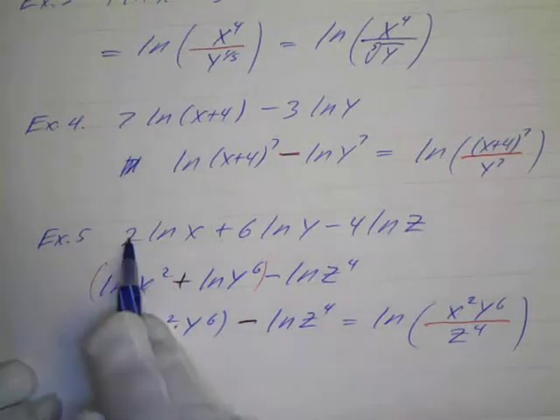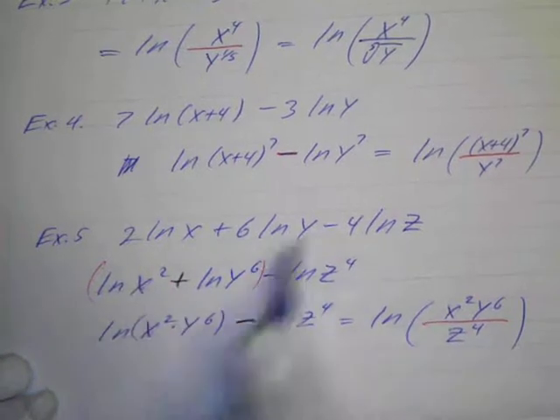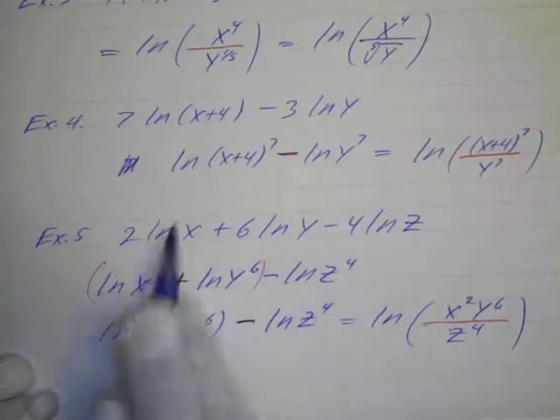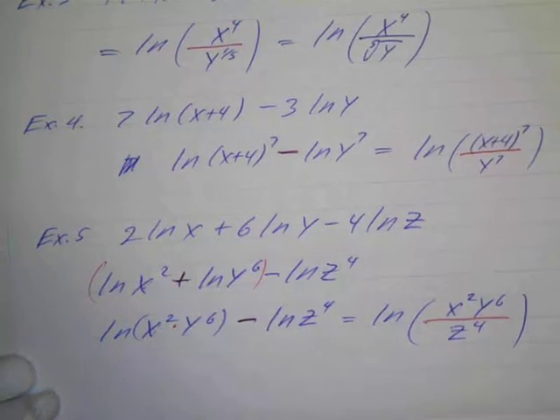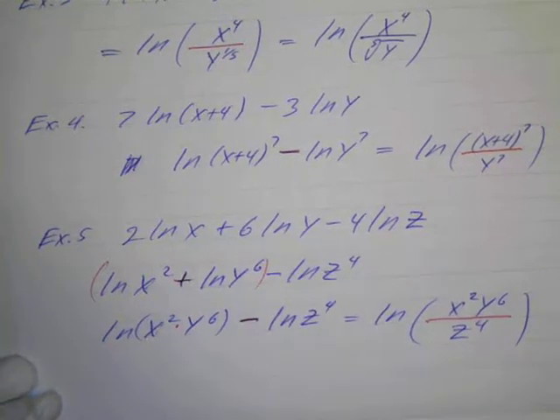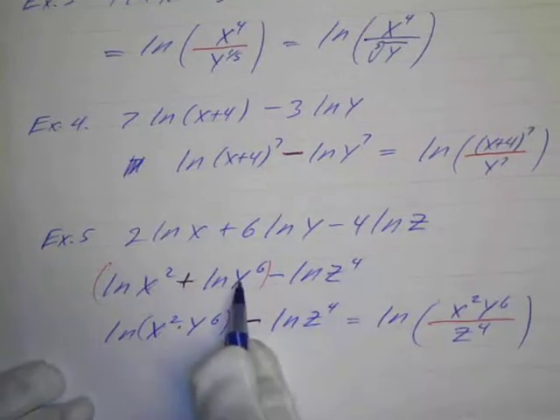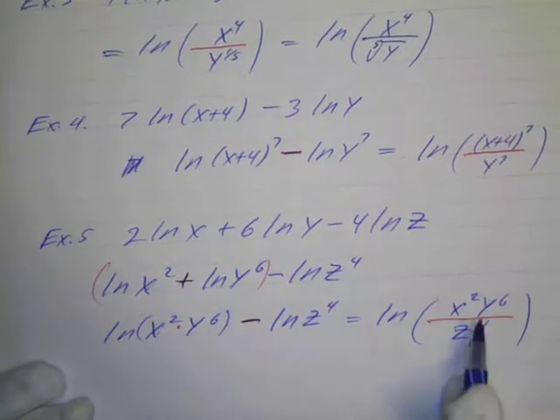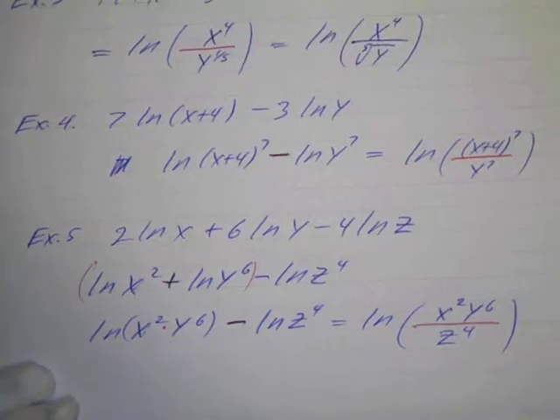So again, we take care of the exponents first. x squared, y to the 6th, z to the 4th, and then we can group these and do this product first and then this quotient. Now if you did the quotient first and then the product, you'd have y to the 6th over z to the 4th and then times x squared. You could do it, you'd end up with the same thing. Okay? All right. And I got one more.